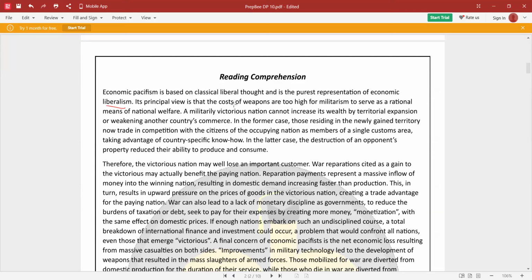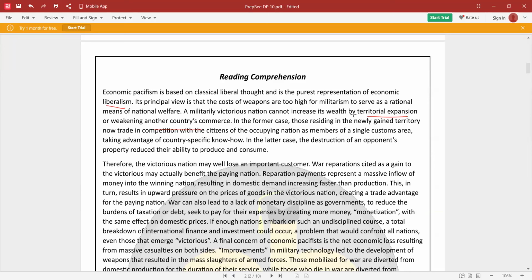Its principal view is that the cost of weapons are too high for militarism to serve as a rational means of national welfare. So the main idea is that the financial burden of maintaining military forces is way too expensive for a war to be a reasonable way to improve your national economy. Right. So a militarily victorious nation cannot increase its wealth by territorial expansion or weakening another country's commerce. So you cannot increase your wealth by either expanding your territory or weakening some other country's commerce.